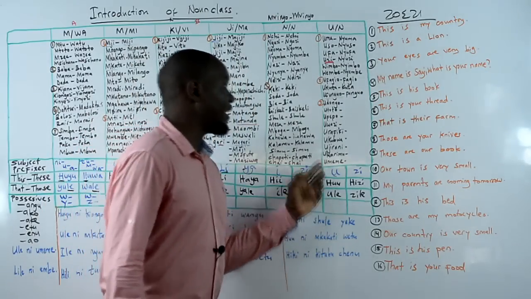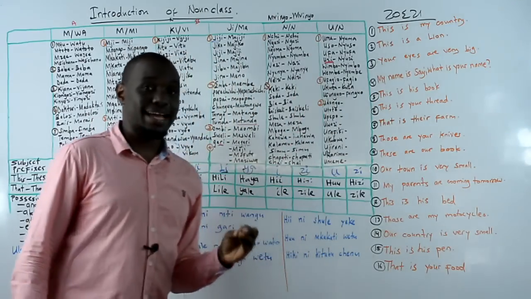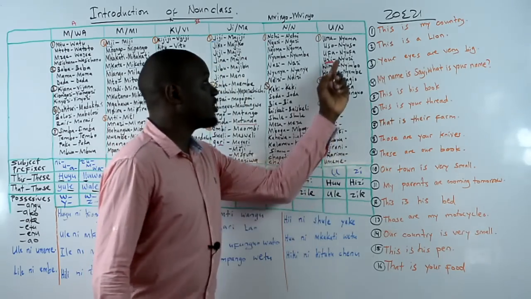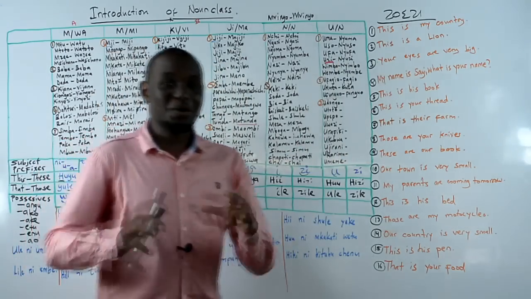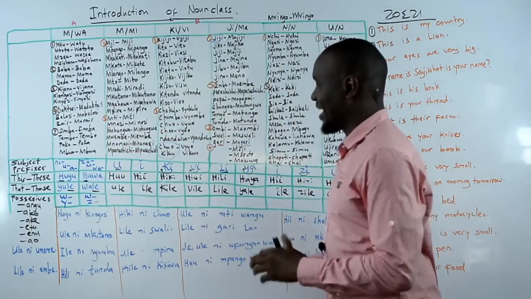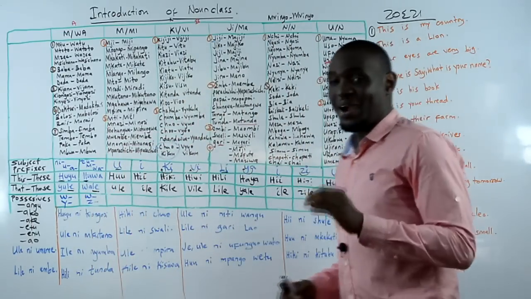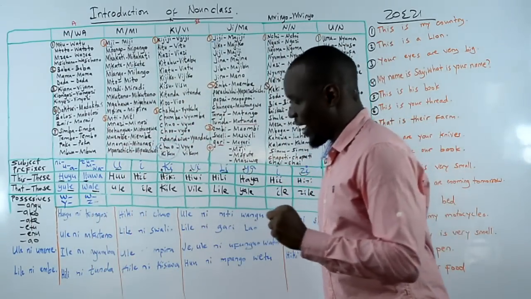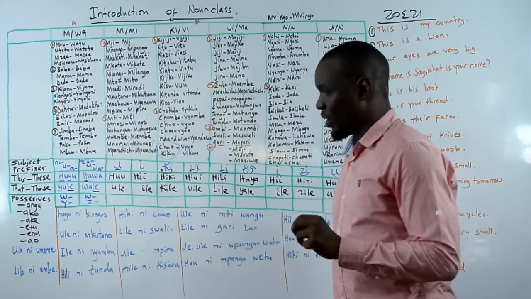Will be ule ni ufa. Those are cracks. Will be zile ni nyufa. I hope you understand me better in this video. So now I have a simple exercise for you. I have a very simple exercise for you.